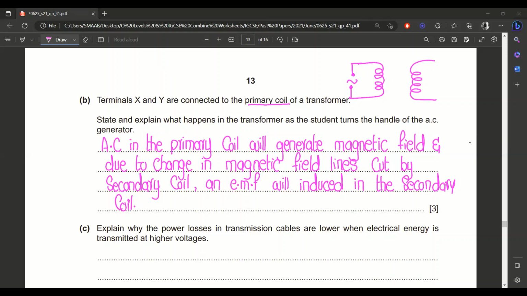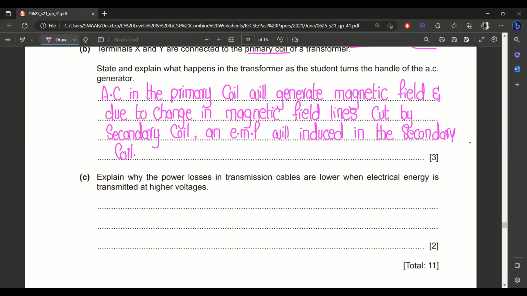Yes. Any confusion? No, sir. And if you want to revise the topic of this AC or DC, let me know, then we will revise this concept in the next class.